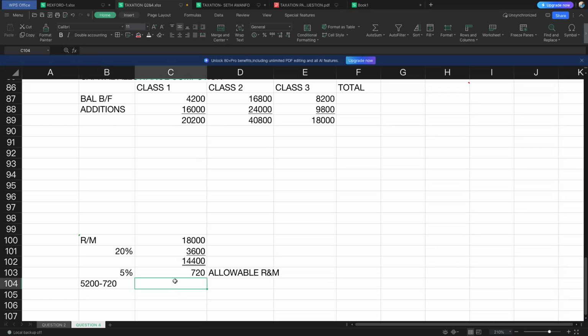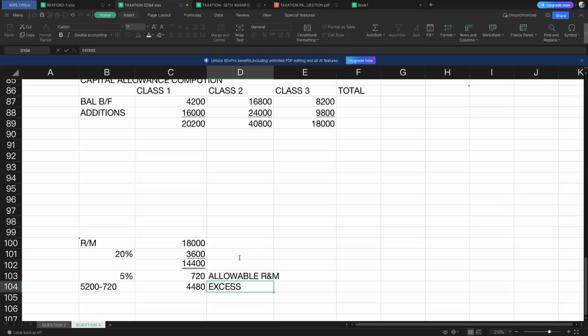What are we getting? 4,480. Are you sure? 4,480. So this is 4,480 excess, which would be added to the class 3, so it will come here.